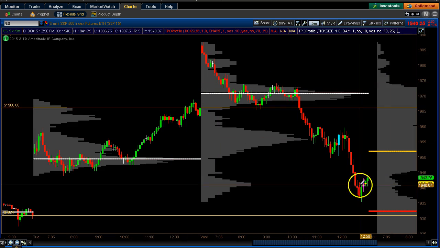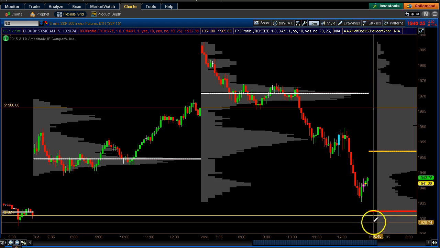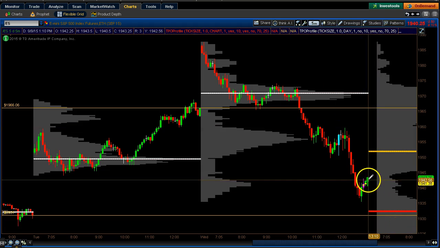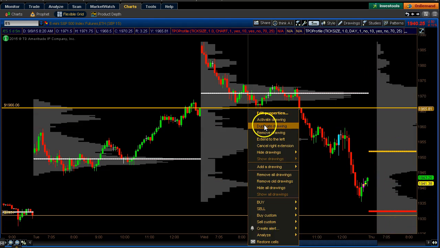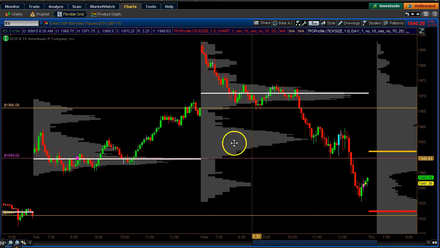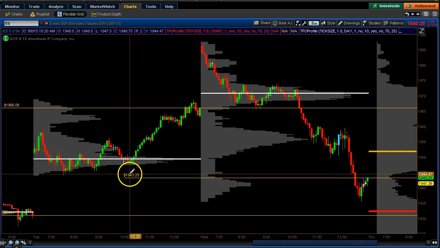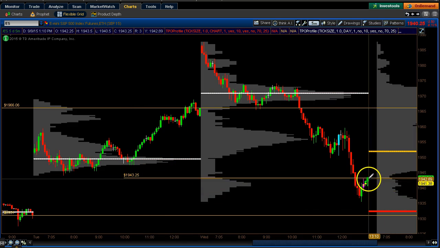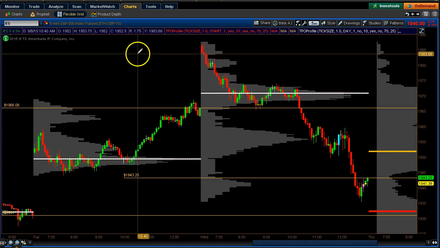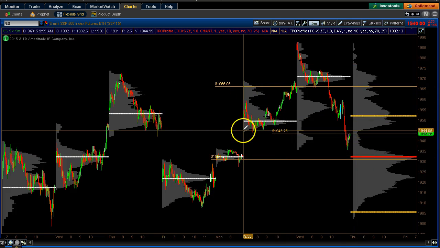So far, if we open lower tomorrow, we might have a gap, because I know right now that price closed right here at 1943 and a quarter. I can put my mouse on it and it tells me 1943.25 was the close. So these are ways to draw levels on the charts. They will make you profitable. They'll make you successful.